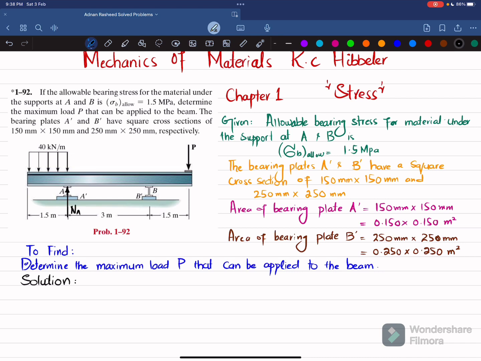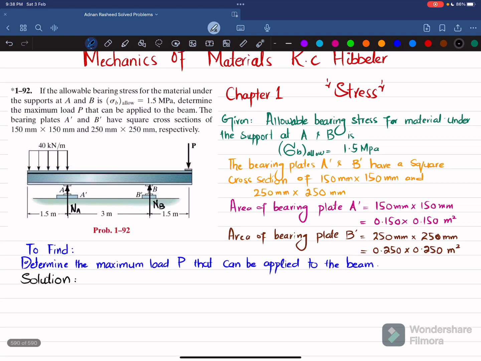Let this reaction force be NA, that is offered by the support on the beam. And if you remove this support at B, it will offer a vertical reaction force on this beam, and let this be NB. So we'll find this NA and NB by using equations of equilibrium. So what will be the equation of equilibrium?